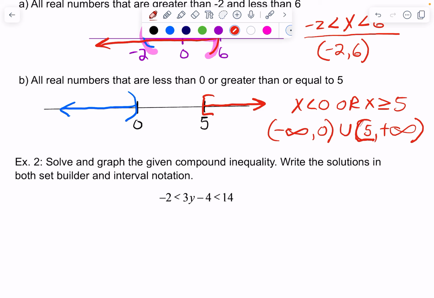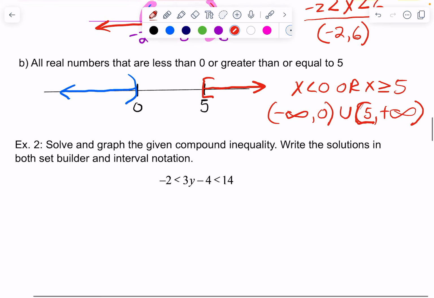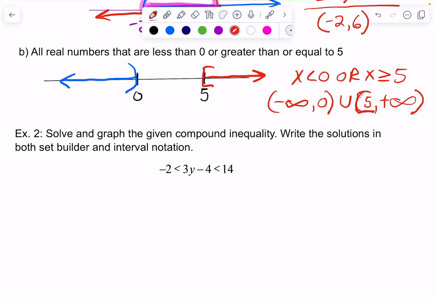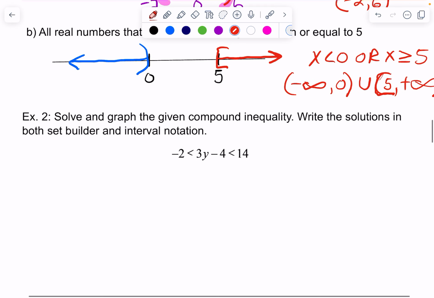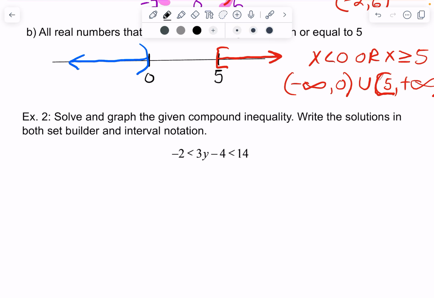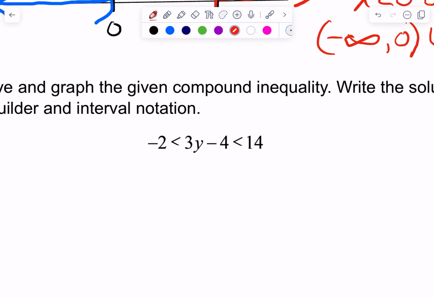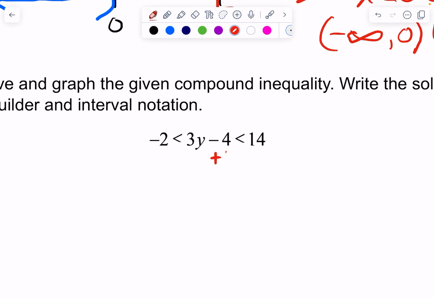Solve and graph the given compound inequality. Write the solutions in both set builder and interval notation. When we're dealing with a compound inequality that has no words, we're usually dealing with what's called an AND. And in order to solve this, we want to isolate the variable. We want to get the variable all by itself. So we've done this before. So we're going to go ahead and add 4, but we got to add 4 since it's a compound inequality to both sides. It's going to leave me with a 2.